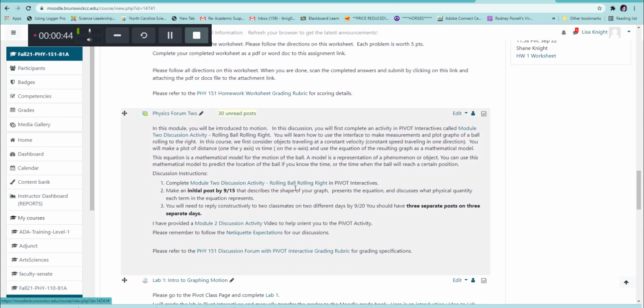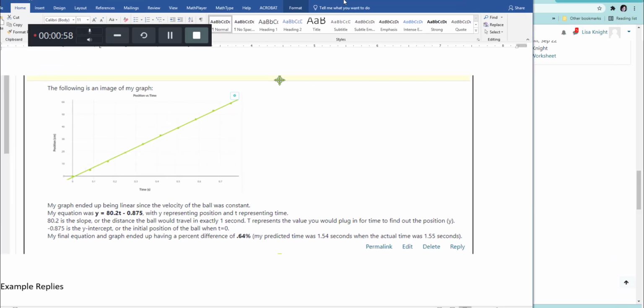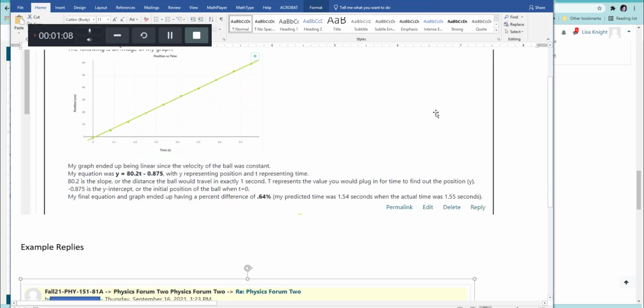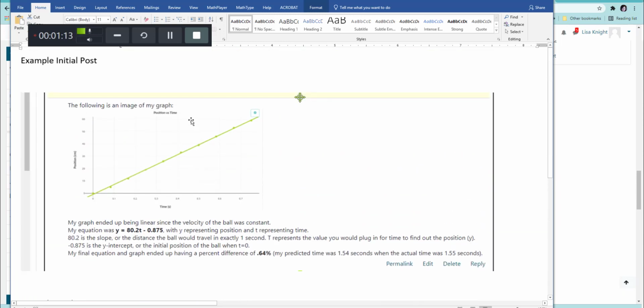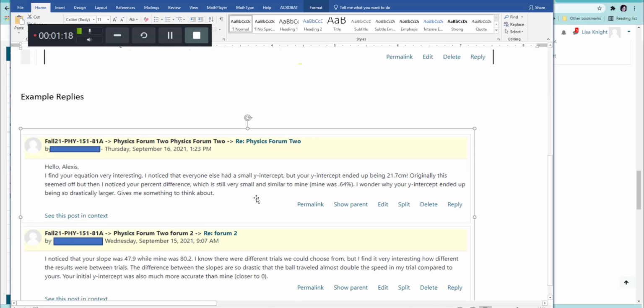Also I would like to mention a couple things about the Module 2 forum. I have created a sheet that I'm going to share with you in this message that gives you an example initial post. One of your classmates posted this as their initial post by the due date. And then on 2 other days, the due date was the 13th, and then on the 16th and the 15th, they made constructive posts.